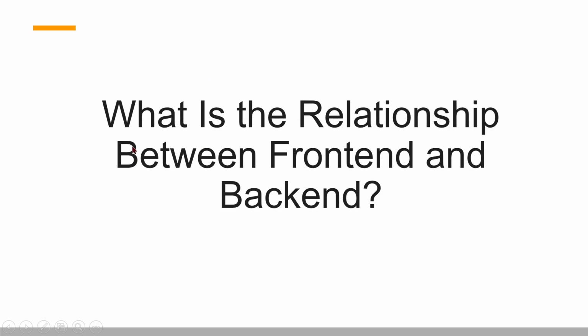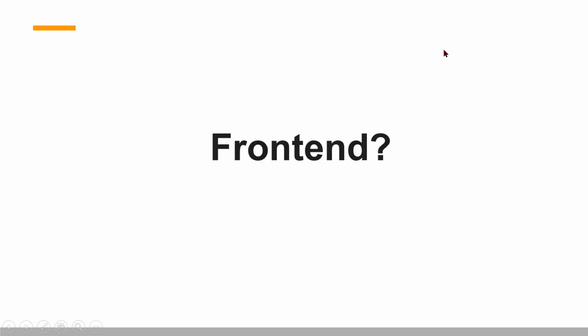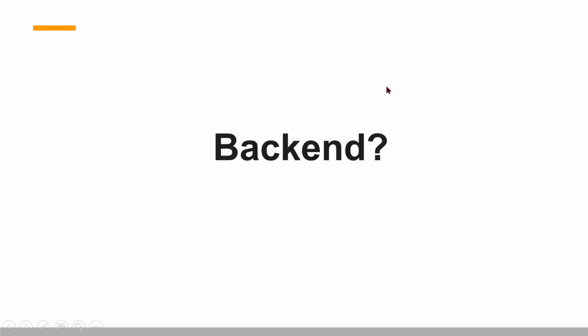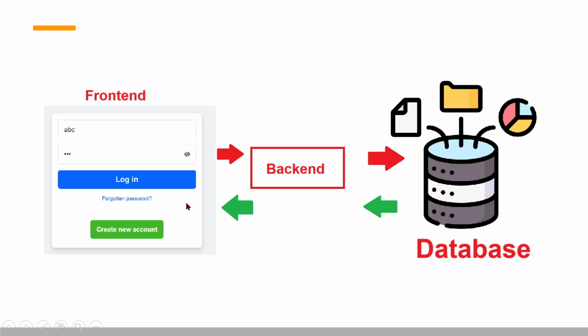And I have given you the basic understanding about the relationship between backend and frontend. As I told you, every website contains two components, which are frontend as well as backend. Frontend means the visual part, backend means the processing part. As you can see, this is the Amazon website frontend part, and the backend part means how data will be saved, how data will be processed, how data will be managed. This is what the backend part is.